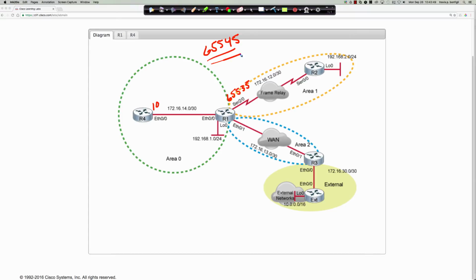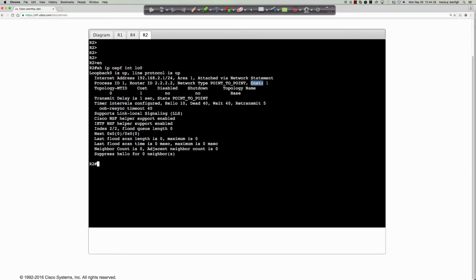That gives me 65,545. But what metric did we see? We saw 65,546, because there's the outgoing interface, the other outgoing interface, and the loopback, which represents this network segment. What's the difference between the metrics? The difference is 1, so you can make a pretty good assumption that when we get on to router 2 and look at the cost of that network, show IP OSPF interface loopback 0, the cost will be 1. And that's exactly how you calculate things.